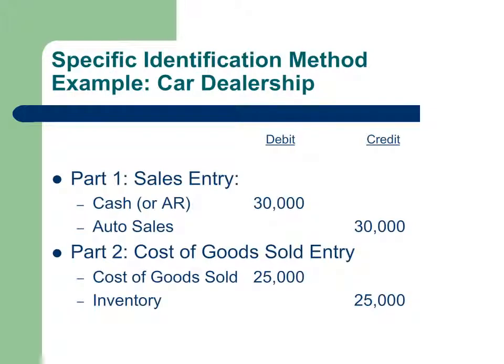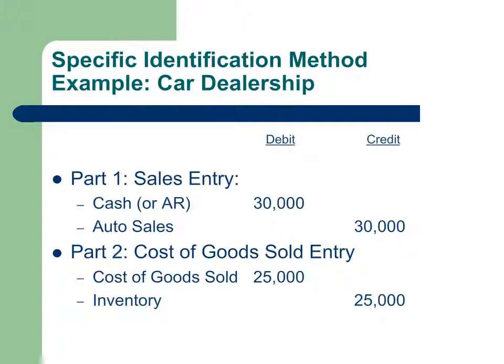The second part of every sale of merchandise requires a debit to cost of goods sold and a credit to inventory. When a business is able to identify the cost of the inventory being sold, they are able to make the entry at the time of sale using the specific identification method. This entry would be a debit to cost of goods sold for $25,000 and a credit to inventory, thereby reducing the inventory account by the amount of the inventory sold.